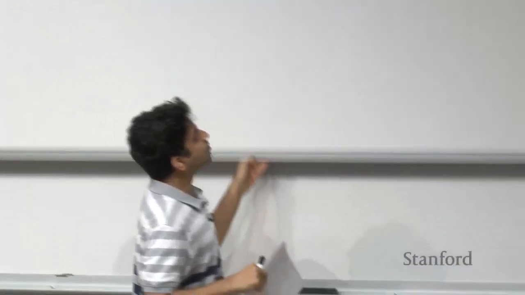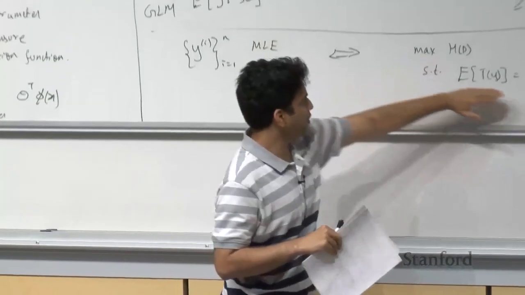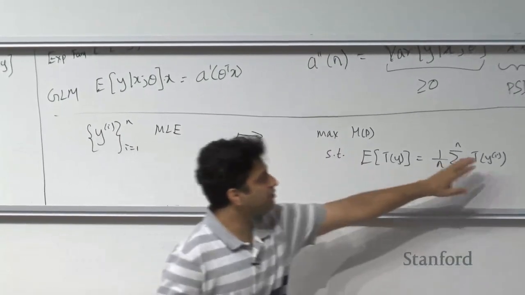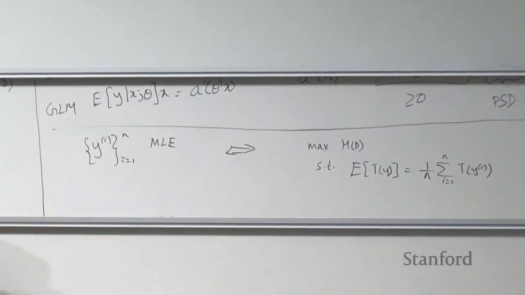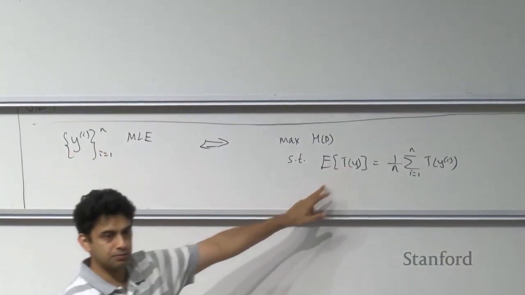So you're saying maximizing your entropy or maximizing your likelihood are equivalent objectives? Well, maximizing the entropy subject to these constraints is the same as maximizing the likelihood of this data set using an exponential family that has sufficient statistics equal to these functions.